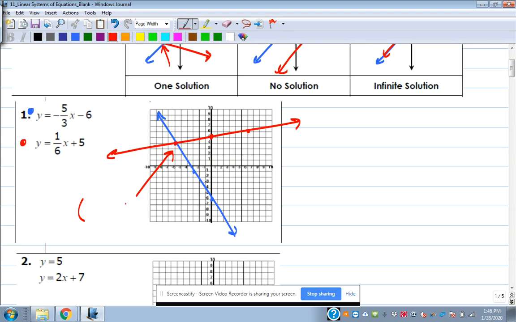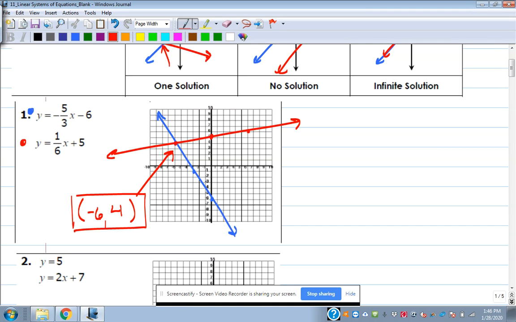So we need to write the ordered pair. So what is that ordered pair? 1, 2, 3, 4, 5, 6. So that's -6. 1, 2, 3, 4. -6, 4 is the solution to that ordered pair.